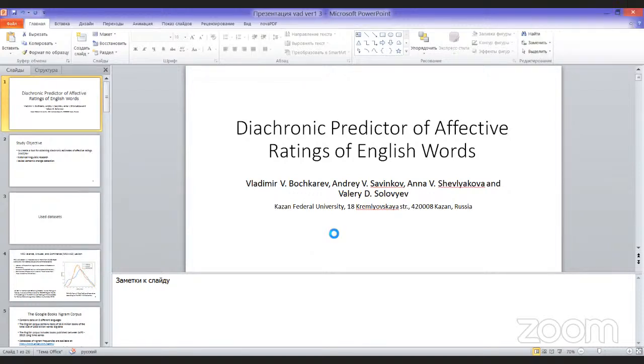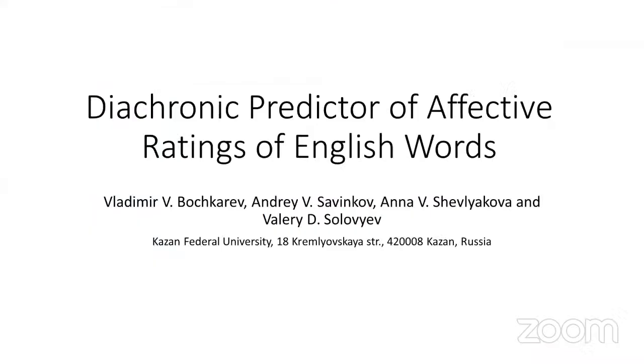Okay, right. So, about diachronic predictors of affective ratings of English words. Words are the smallest meaningful units of language. Word semantics constantly changes, reflecting changes in our view of the world. There are databases including semantic word properties used for psychological studies. One of the best is the MRC database.